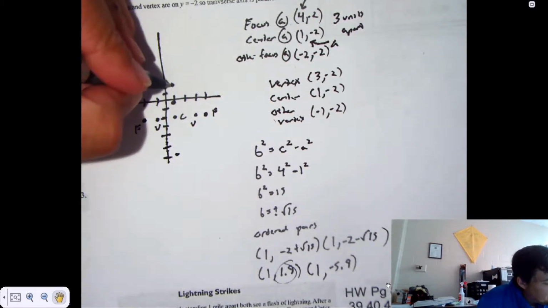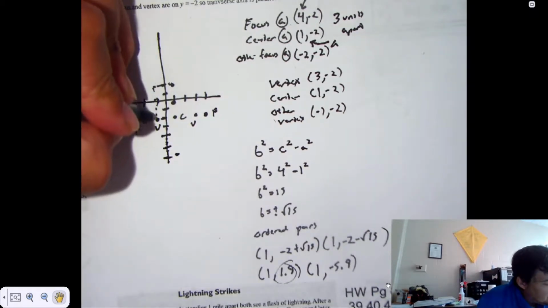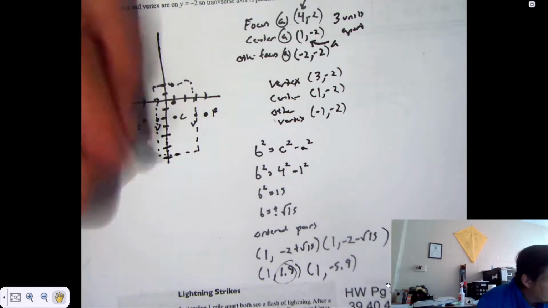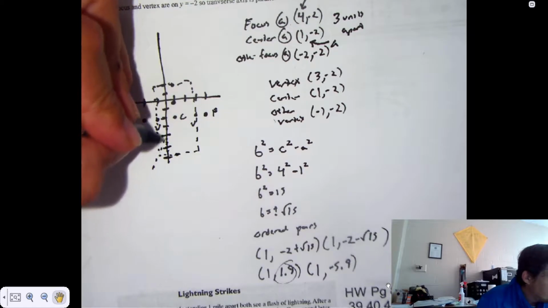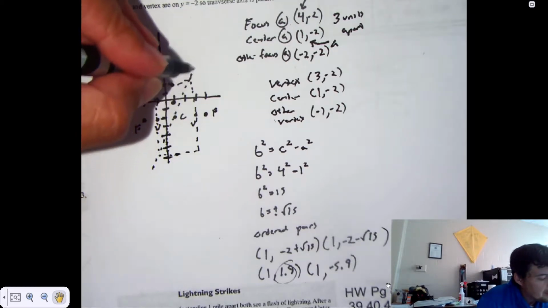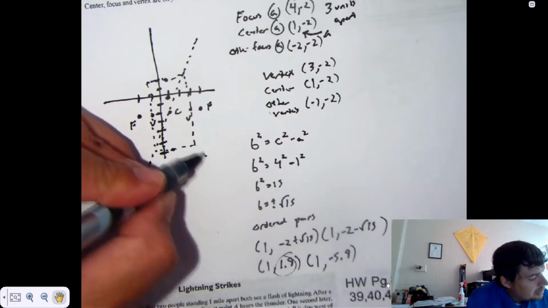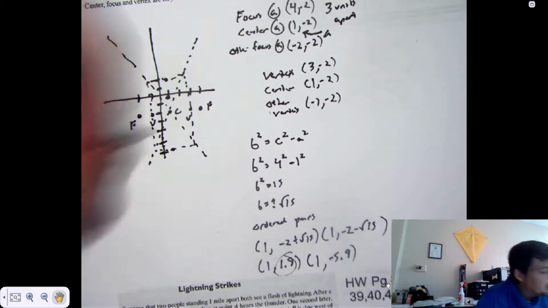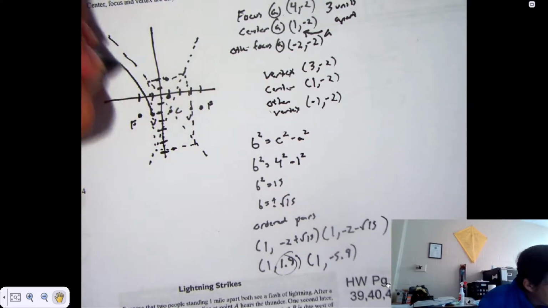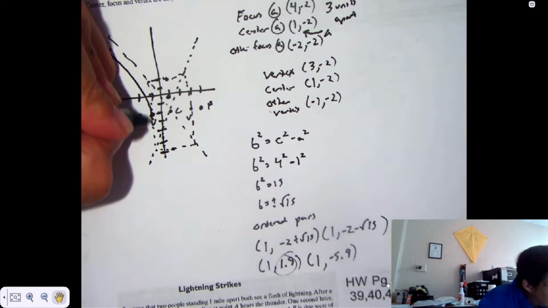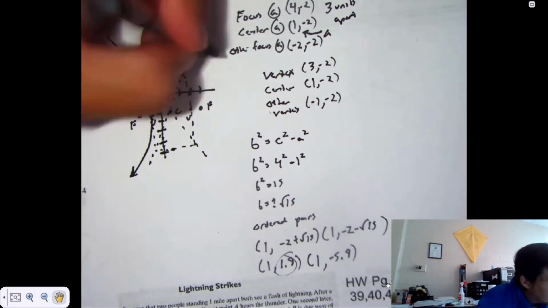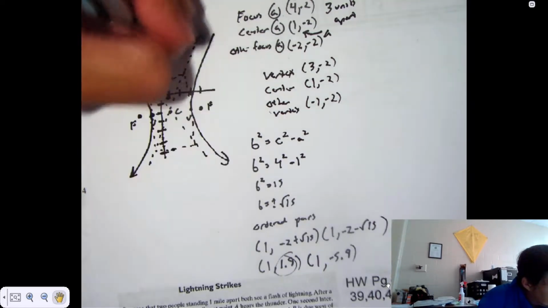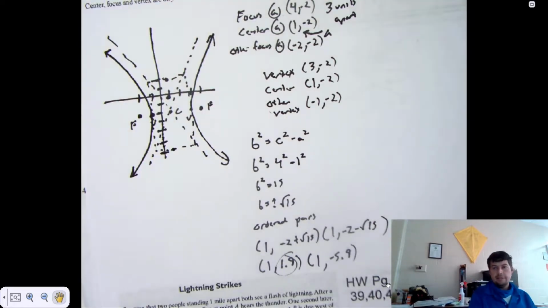Now remember, the box that you draw is between the B points and the vertices. And that's going to give you your slant asymptotes. And the slant asymptotes here, because this is not centered at the origin, pass through the center of the hyperbola, not the origin. And then you draw. These are actually fairly wide parabolas. And that's how that's done.